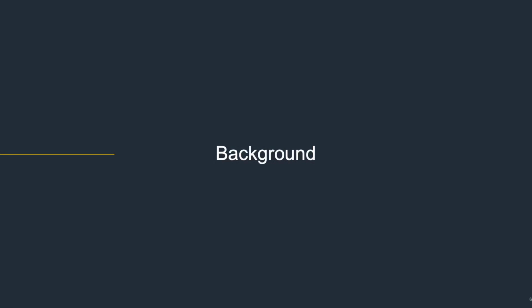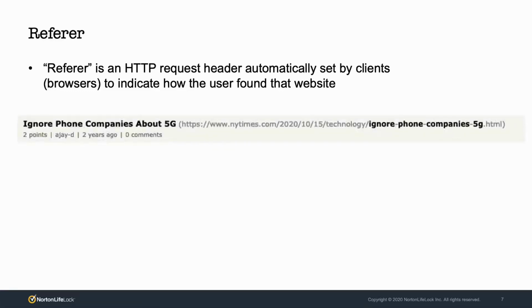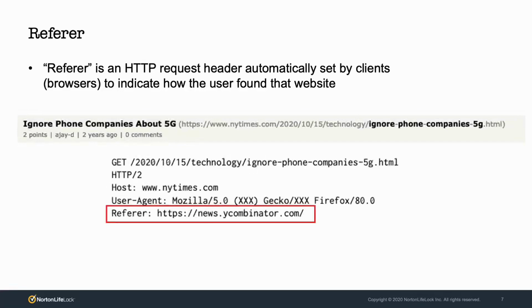In order to understand our work, we must first talk about referrers. A referrer is an HTTP request header that is automatically set by clients or browsers to indicate how the user found that website. For example, this screenshot shows a New York Times article on the news aggregator website Hacker News. When the link is clicked, a network request is initiated to the New York Times. We can see that Hacker News is included in the referrer header.